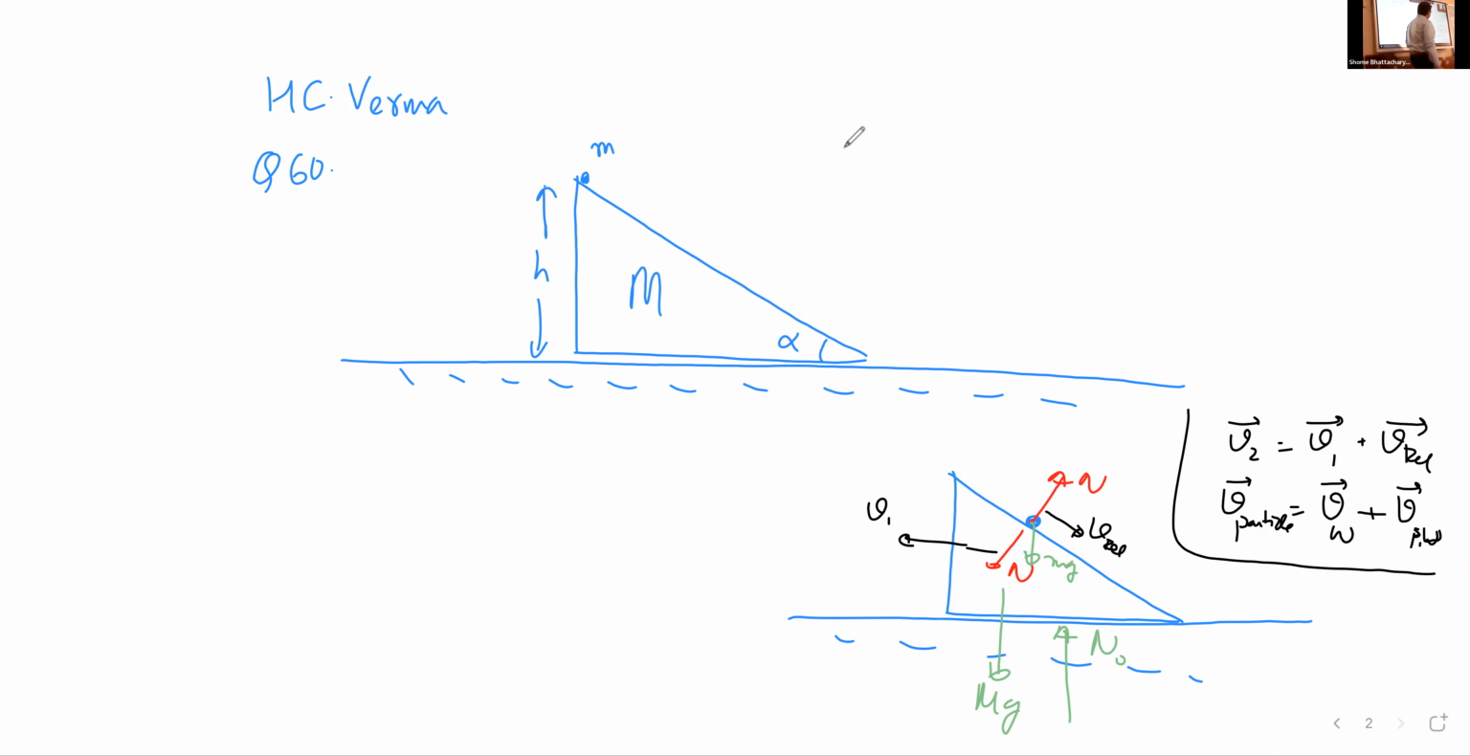But before that, you can see that in this system, what are the external forces? Mg and N0, and they are all vertical. So there is no horizontal external force, which means that the center of mass does not have any horizontal motion. But the center of mass does have vertical motion. As this particle is coming down and the wedge is moving like this, the center of mass is coming down vertically. It's not that the center of mass is not moving, but it is moving only vertically.